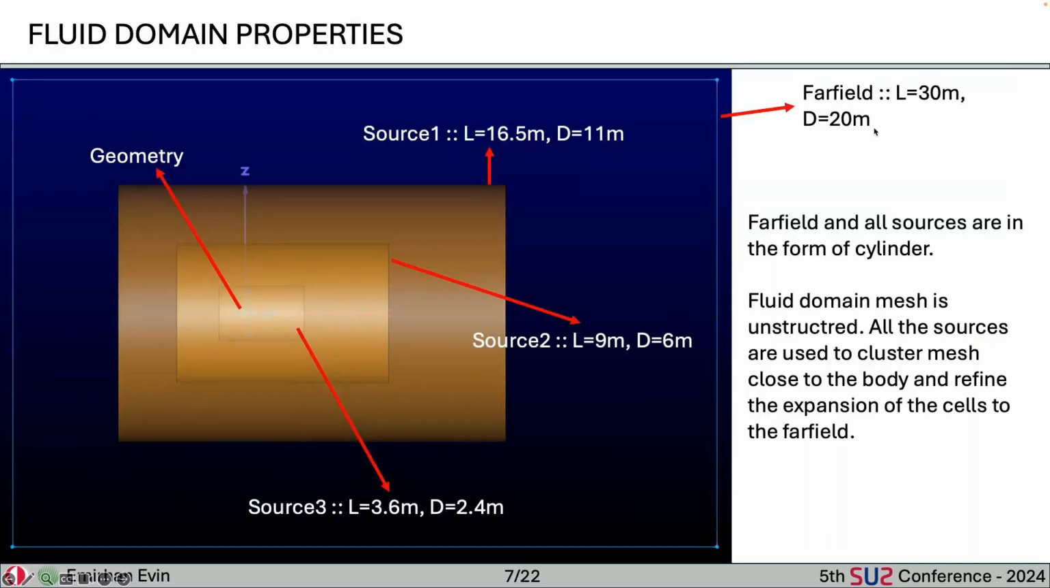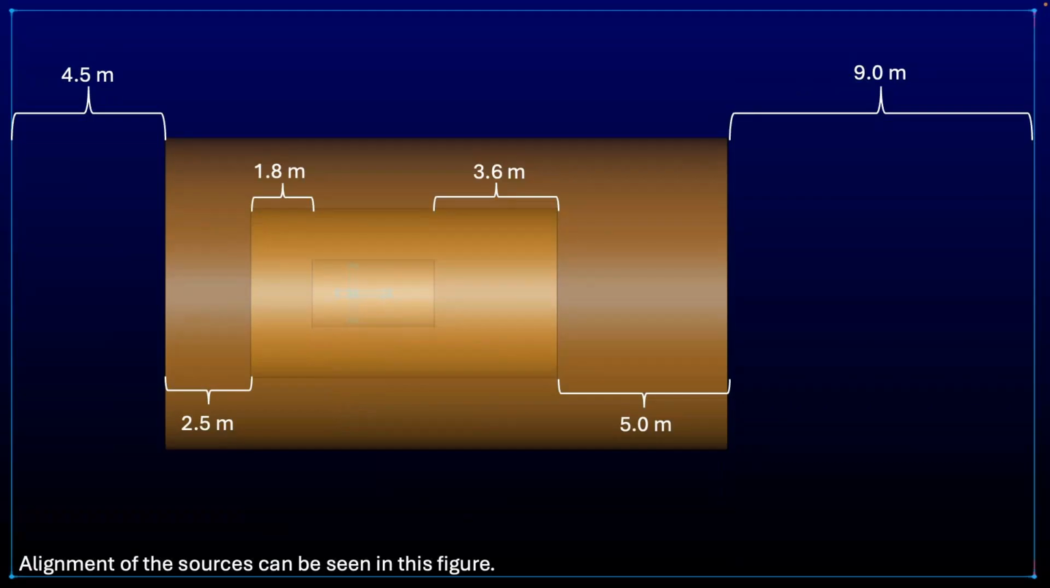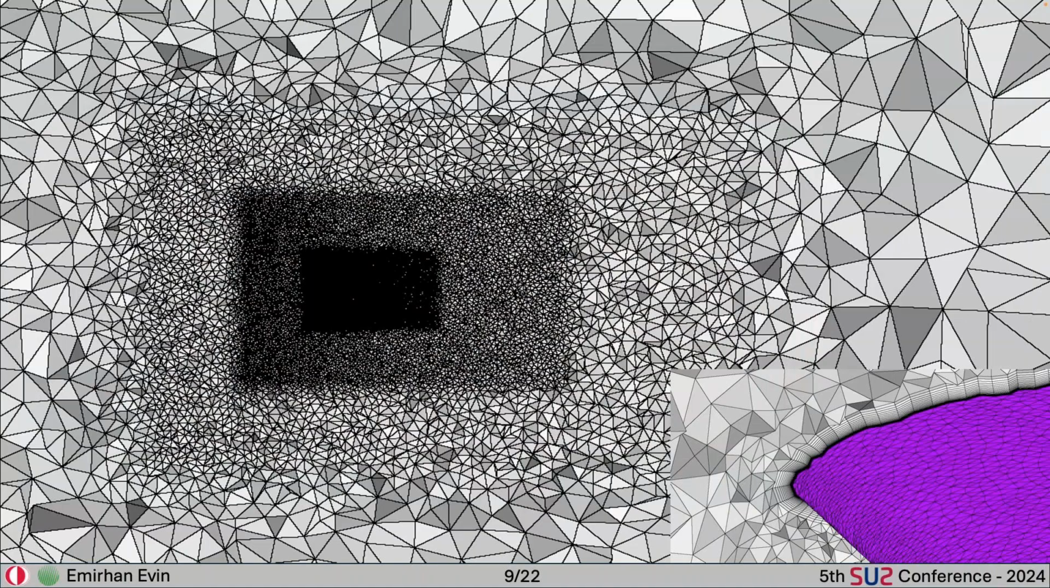For the fluid domain, as you can see, I use Pointwise software for mesh generation. The fluid domain mesh is generated unstructured. I used three sources to cluster the mesh close to the body and refine the expansion of the flow field. Also, we can see how the sources are aligned inside the domain. Here on the slide, we can see the source actions. Also in the bottom right, we can see the boundary layer generated.